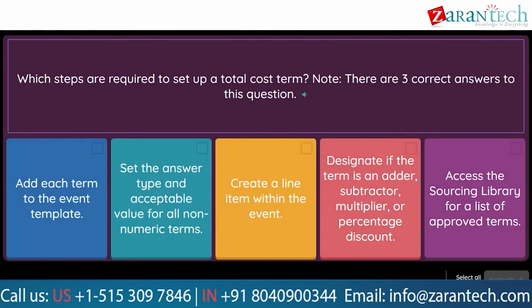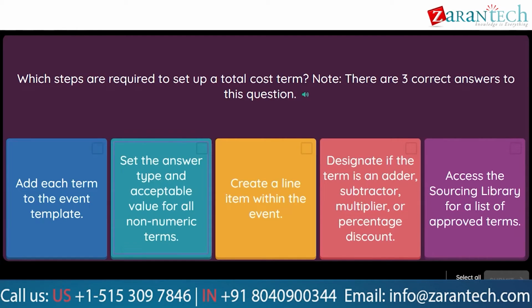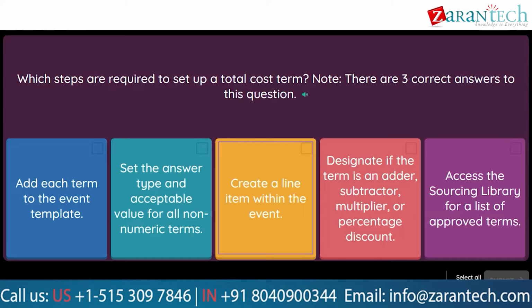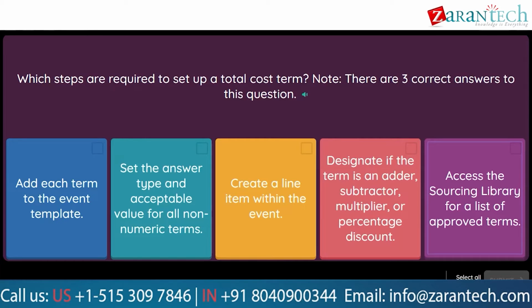Question, which steps are required to set up a total cost term? Note, there are 3 correct answers to this question. Option 1, add each term to the event template. Option 2, set the answer type and acceptable value for all non-numeric terms. Option 3, create a line item within the event. Option 4, designate if the term is an adder, subtractor, multiplier, or percentage discount. Option 5, access the sourcing library for a list of approved terms.